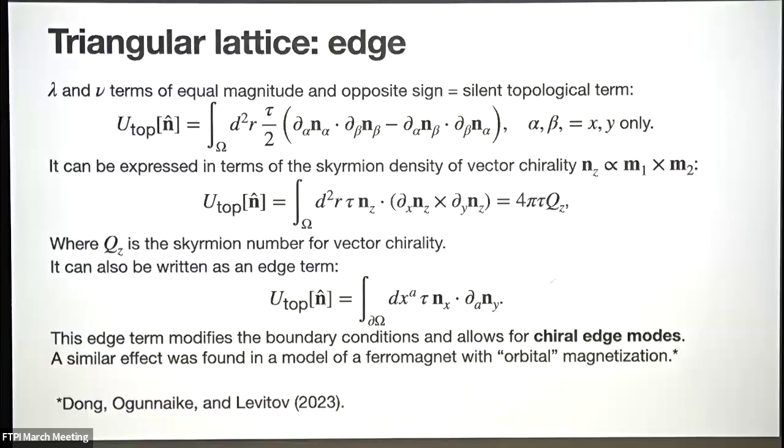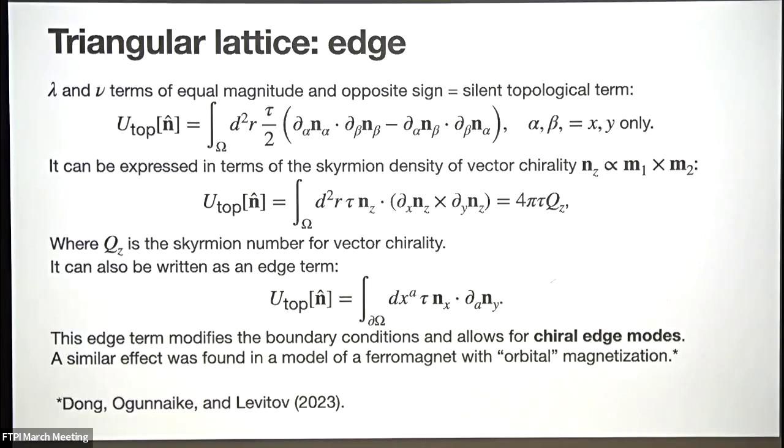But don't you need a non-collinear spin for that? No, vector spin chirality is not scalar spin chirality. Okay. It's the cross product. So coplanar spins have the chirality pointing normal to the plane.